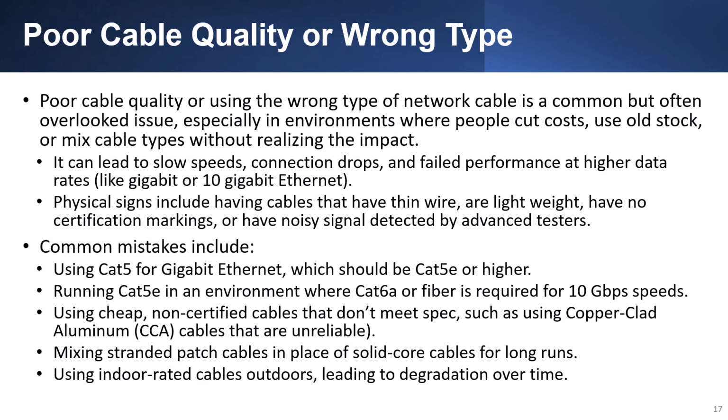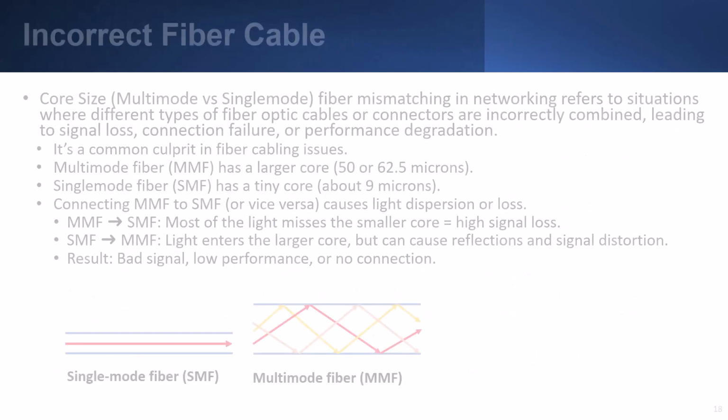detected by advanced testers. Common mistakes include using Cat5 for gigabit Ethernet, which should be Cat5e or higher, running Cat5e in an environment where Cat6a or fiber is required for 10 gigabit speeds. Using cheap, non-certified cables that don't meet specs, such as using copper-clad aluminum cables that are unreliable. Mixing stranded patch cables in place of solid-state cables for long runs. And using indoor rated cables outdoors, leading to degradation over time.